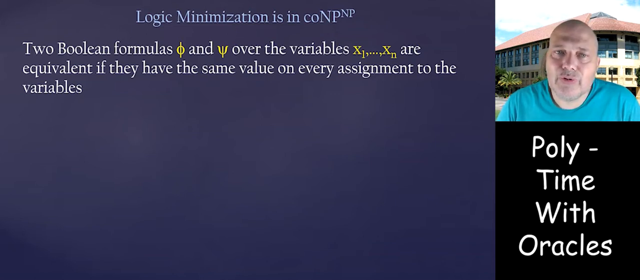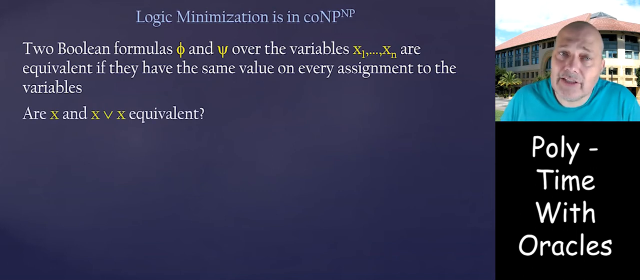Two Boolean formulas, phi and psi, over variables x1 to xn are equivalent if they have the same value on every assignment to the variables. Any assignment that satisfies phi satisfies psi, and vice versa.